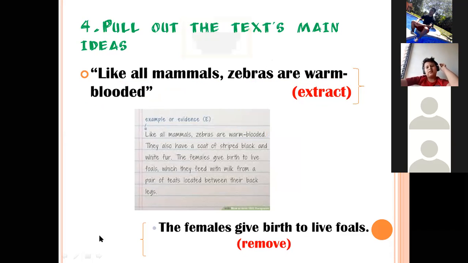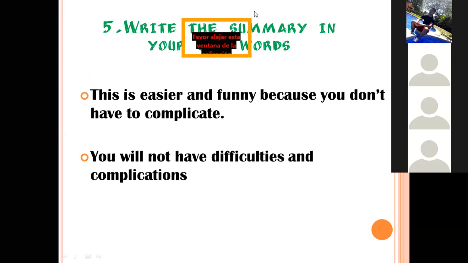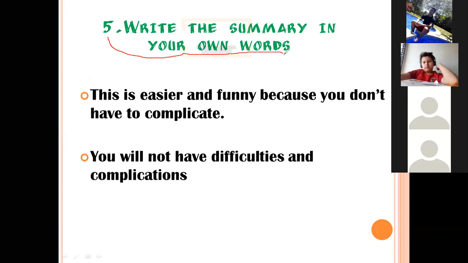Now, let's see the next tip, okay? Number 5. This is the easiest. This is the easiest example. Why? Because you don't have to complicate. And for this one, you have to write your own ideas. And this is one of my favorites as well, because you write your own ideas. This is number 5. You write your own words or ideas about the text, about an article or story.